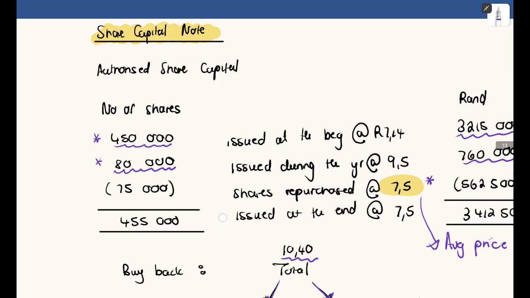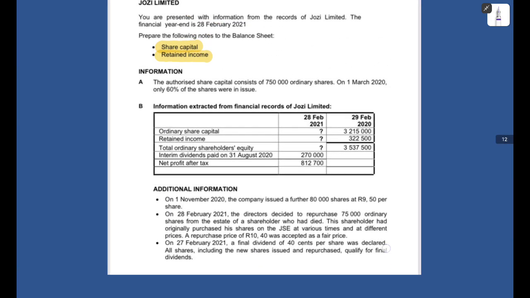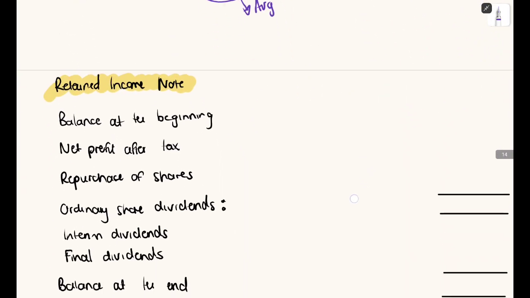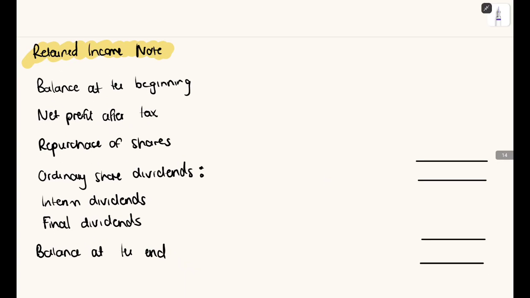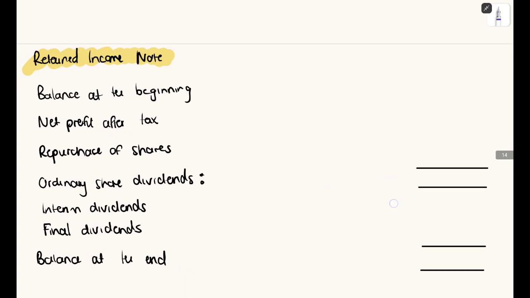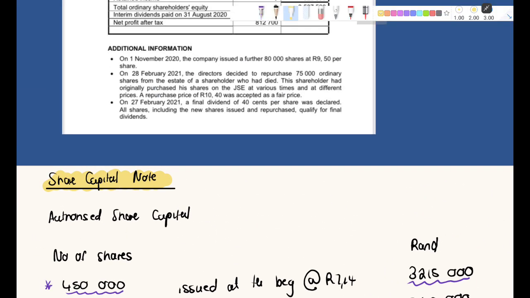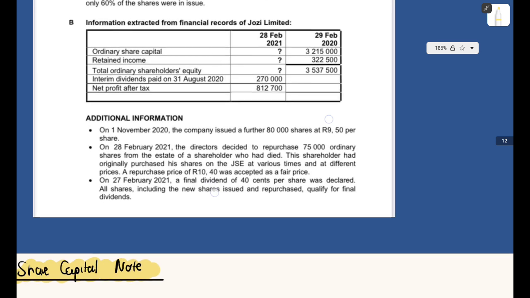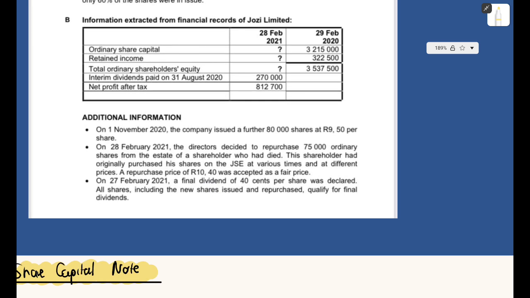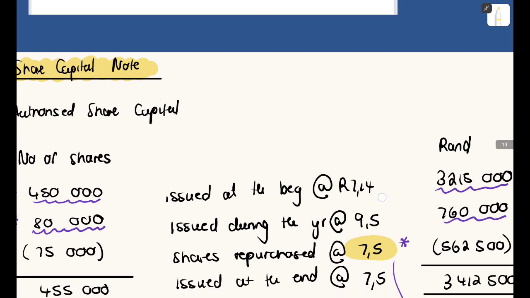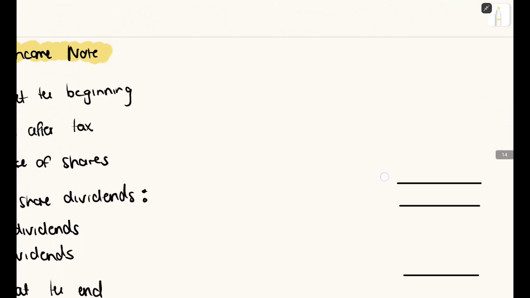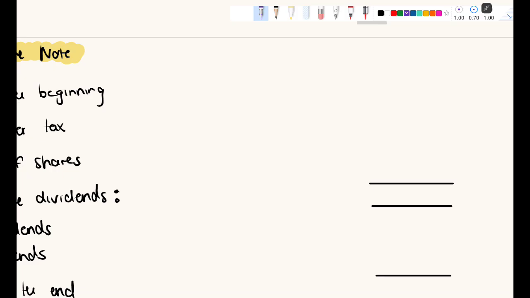So let's get into the retained income note. Here's the format of the retained income note. We need to go and find the balance at the beginning of the year. I can find the balance at the beginning for my retained income in my financial records. It is 322,500, so I'm going to put that there as 322,500.